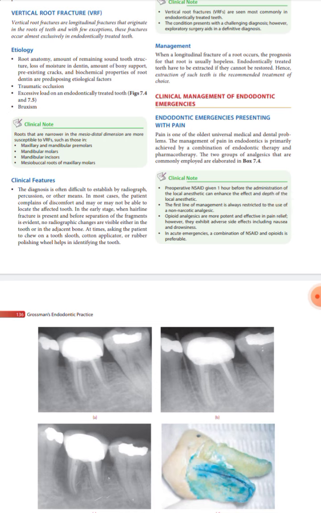When a longitudinal fracture of a root occurs, the prognosis for the root is usually hopeless. देखो endodontically treated tooth है अगर, they have to be extracted if they cannot be restored, hence extraction of such a tooth is the recommended treatment of choice.